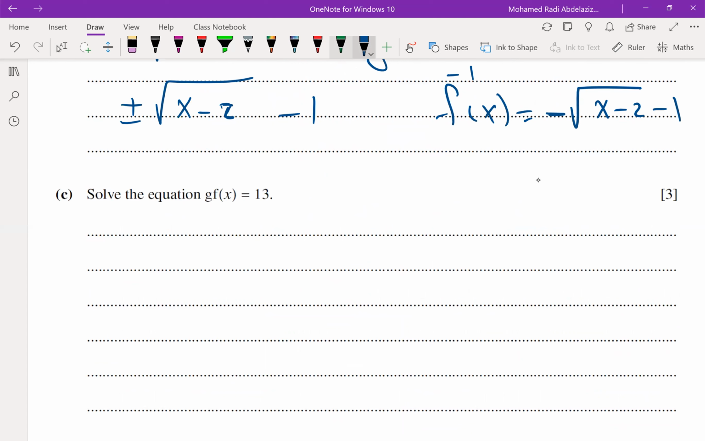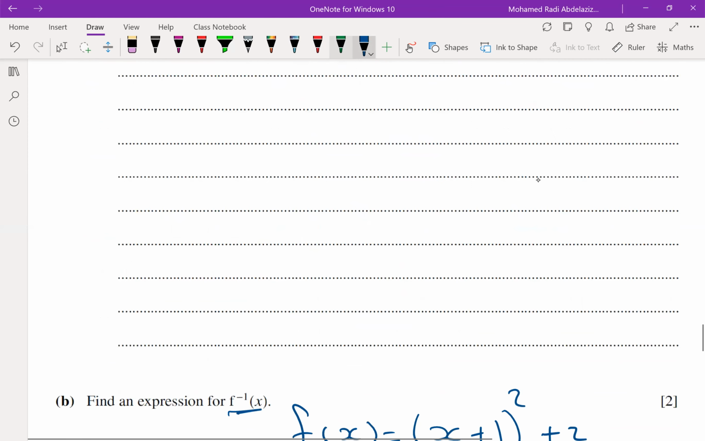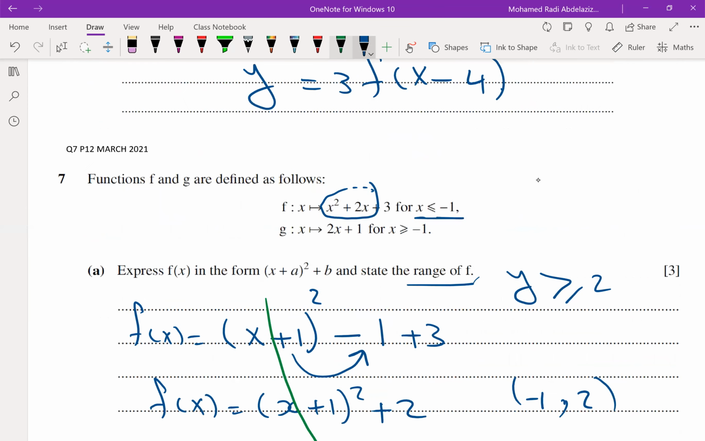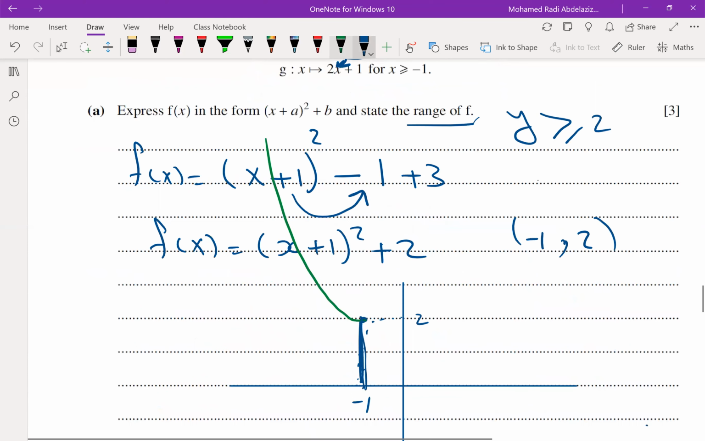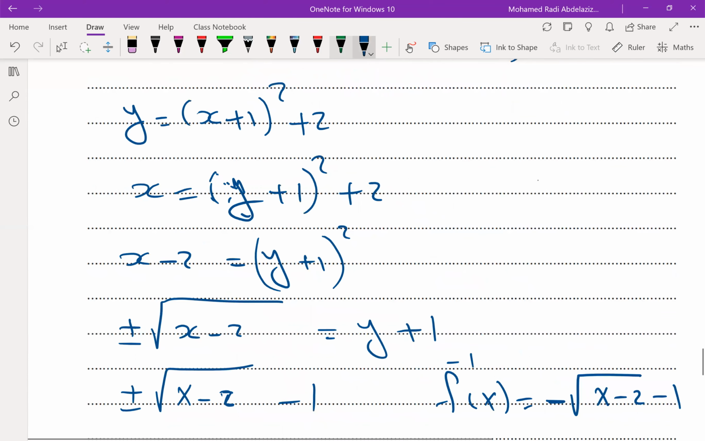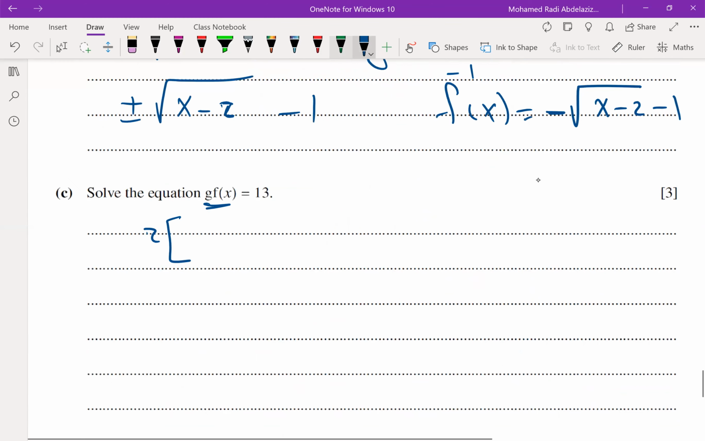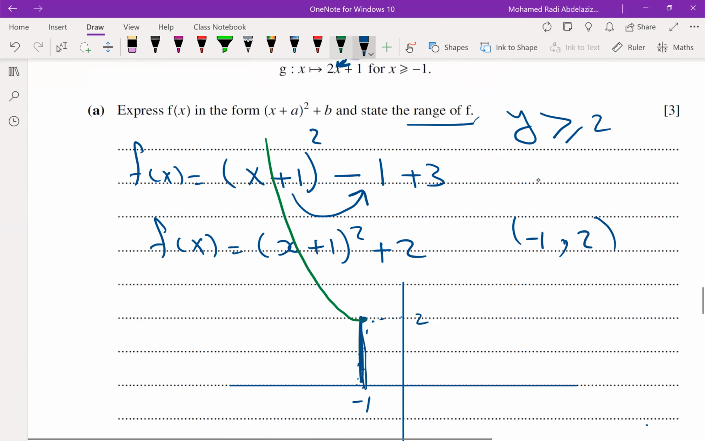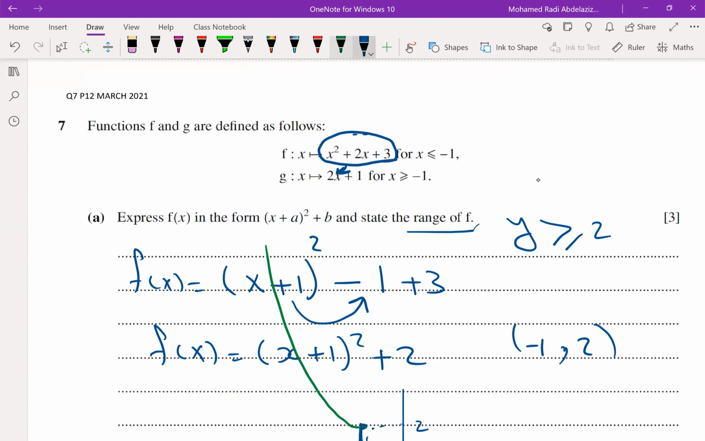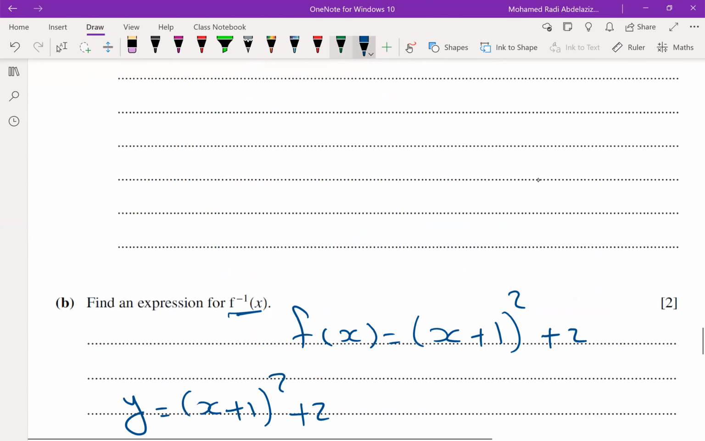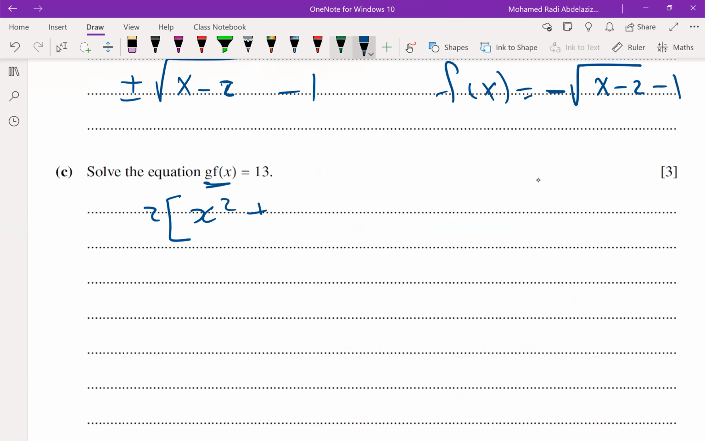Part C, solve the equation fg(x). Find fg, substituting f and g. If we substitute f and g using this composition, it will be 2 open bracket, write f of x. You can use the standard form or the completing the square form: x squared plus 2x plus 3, then plus 1 is equal to 13.